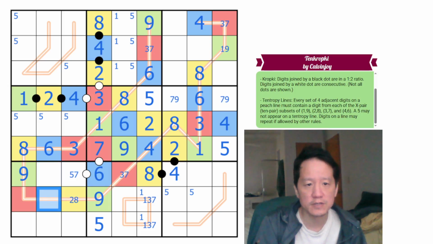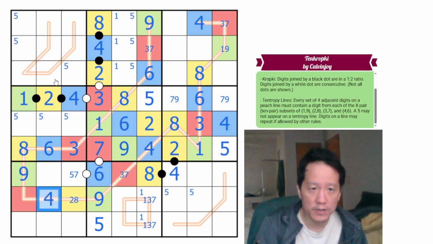This cannot be 6, so this must be 4. None of these can be blue, because we already have 2 blues here. Therefore, this is the blue out of these 4 cells. So this must be blue, and it must be a 4. Because that's a 6.